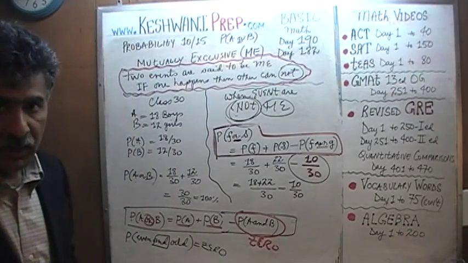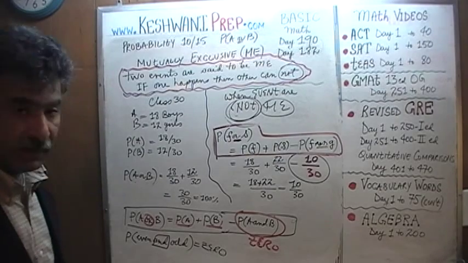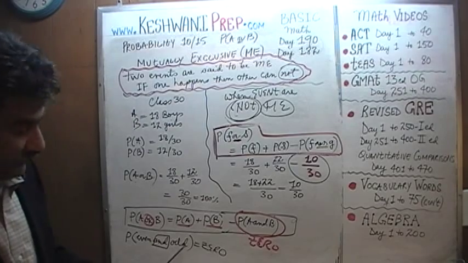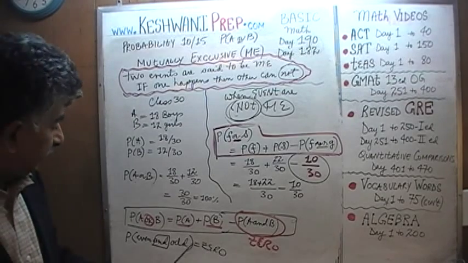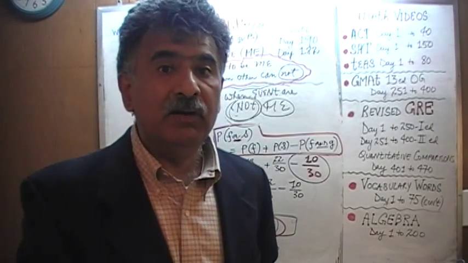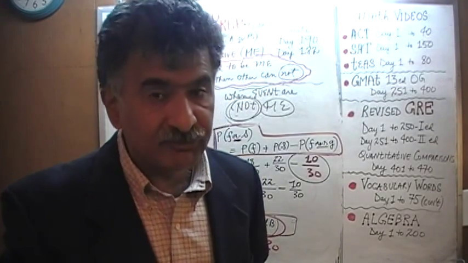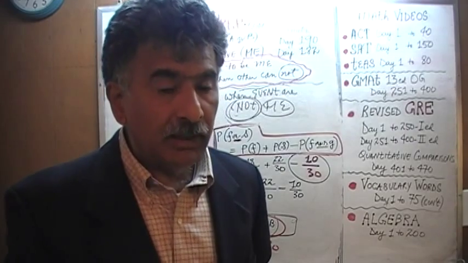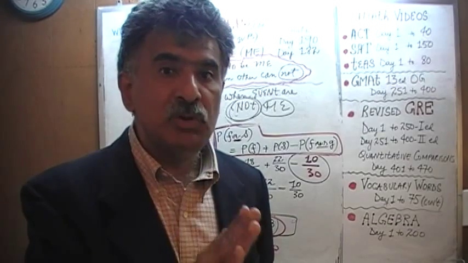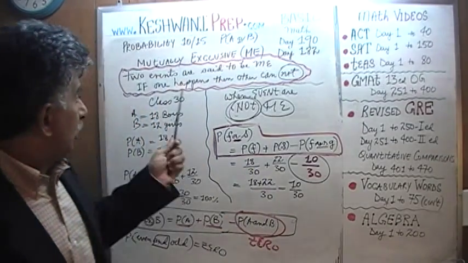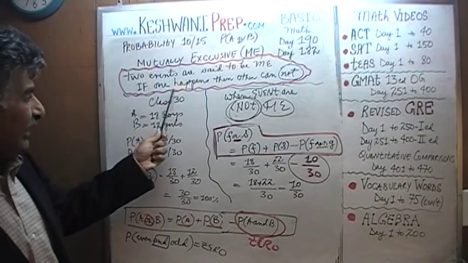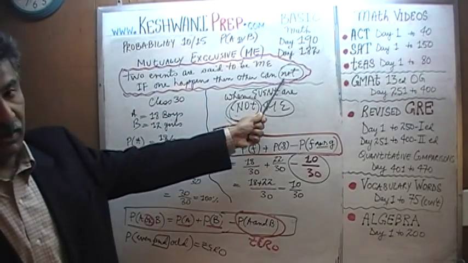The number that you roll on a dice cannot be both an even number and an odd number. It's zero. The probability of an even number and an odd number happening at the same time is zero. That tells me that these two events, the odds of rolling an even number and the probability of rolling an odd number, are mutually exclusive. Two events are mutually exclusive because if one happens, the other one cannot happen.